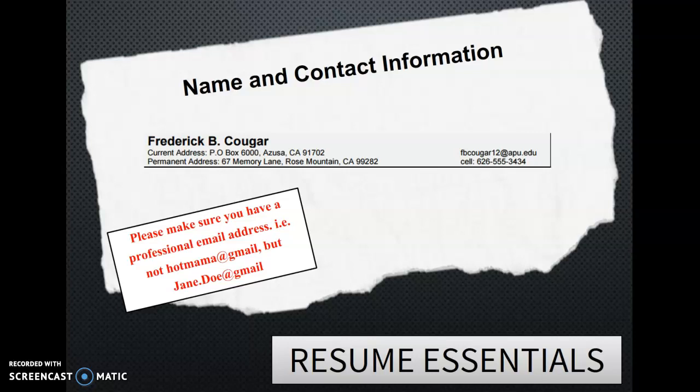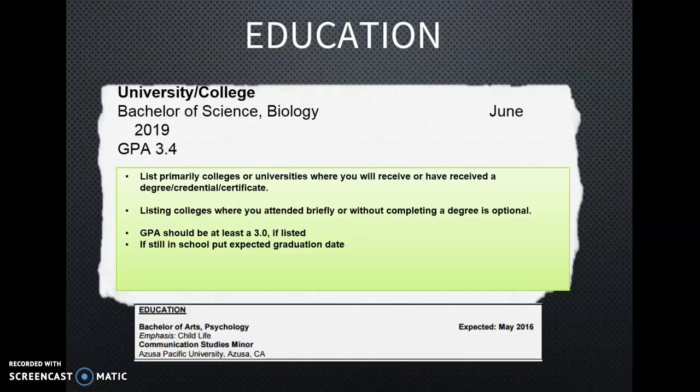Another thing is to make sure that it's a professional email. You don't want to put, for example, on here I say hotmama@gmail. If you don't have one that looks professional, then you can make one, either Gmail, Yahoo, Microsoft, any of those that you can make an email. Try to put either your first and last name, or first name and then a number or something like that, so that it looks more professional when you're sending out the resumes.